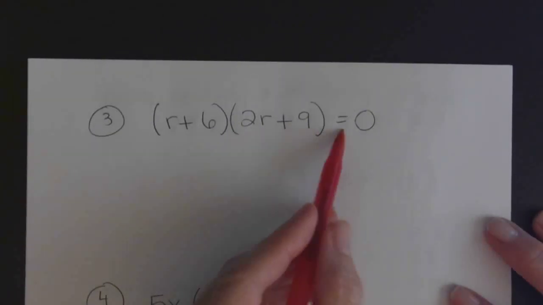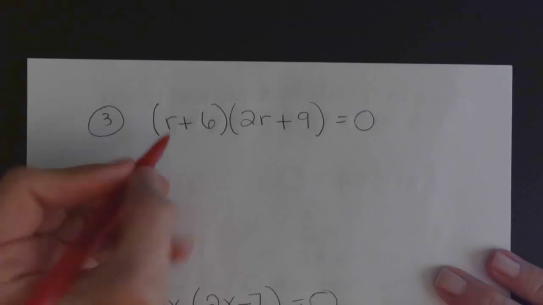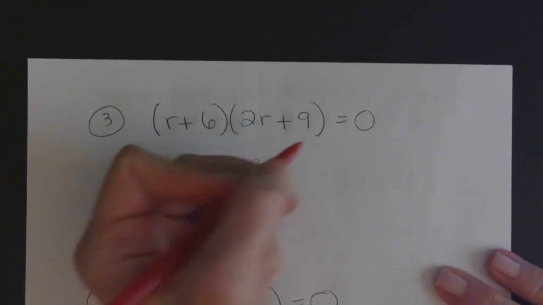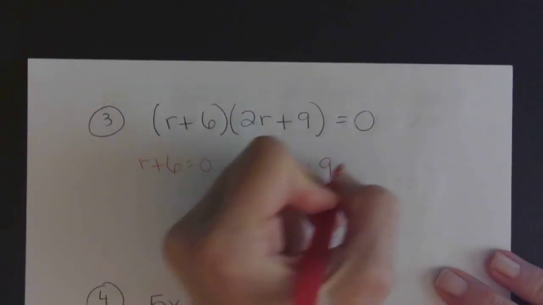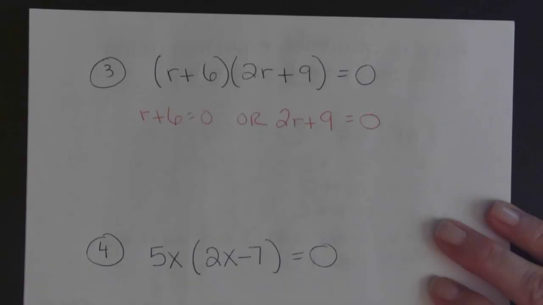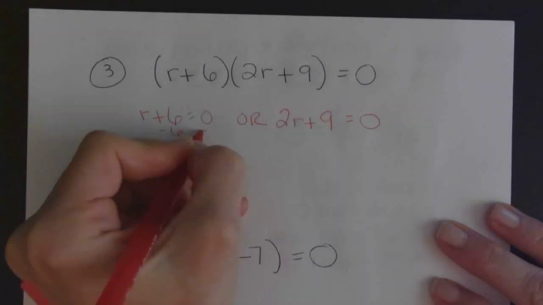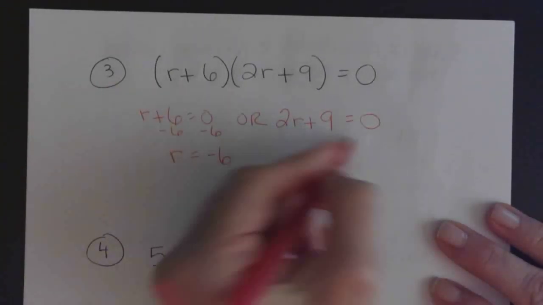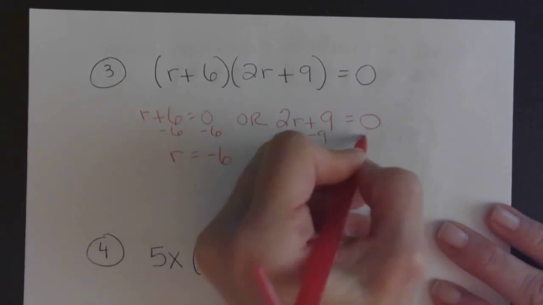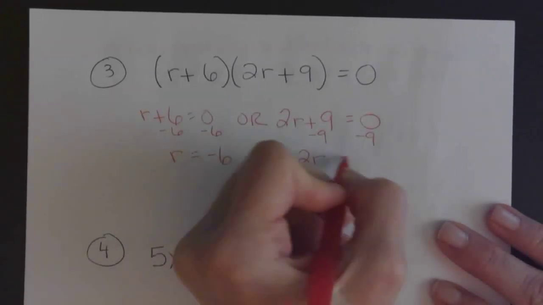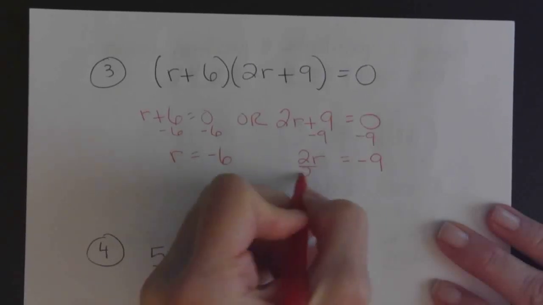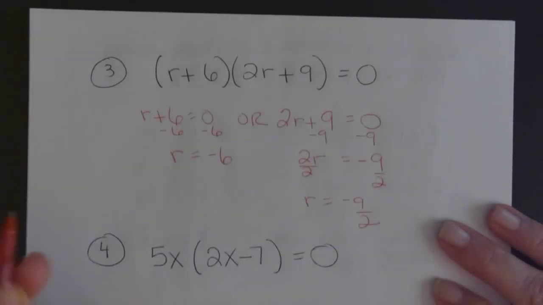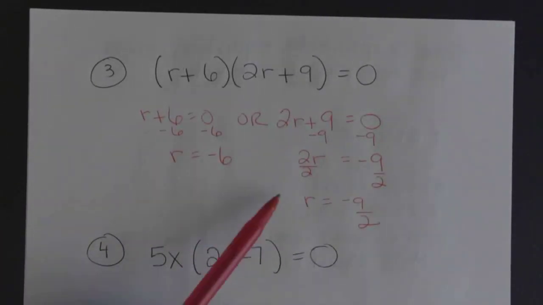Let's go to number 3. Okay, number 3. R plus 6 times 2r plus 9 equals 0. You know what to do. Set the first one equal to 0, or set the second one equal to 0: 2r plus 9 equals 0. Okay, solve. Over here, r equals -6. Over here, we're going to have a two-stepper. First, we'll subtract 9. So that gives us 2r equals -9. And then we'll divide by 2. So we'll say r equals -9 over 2.